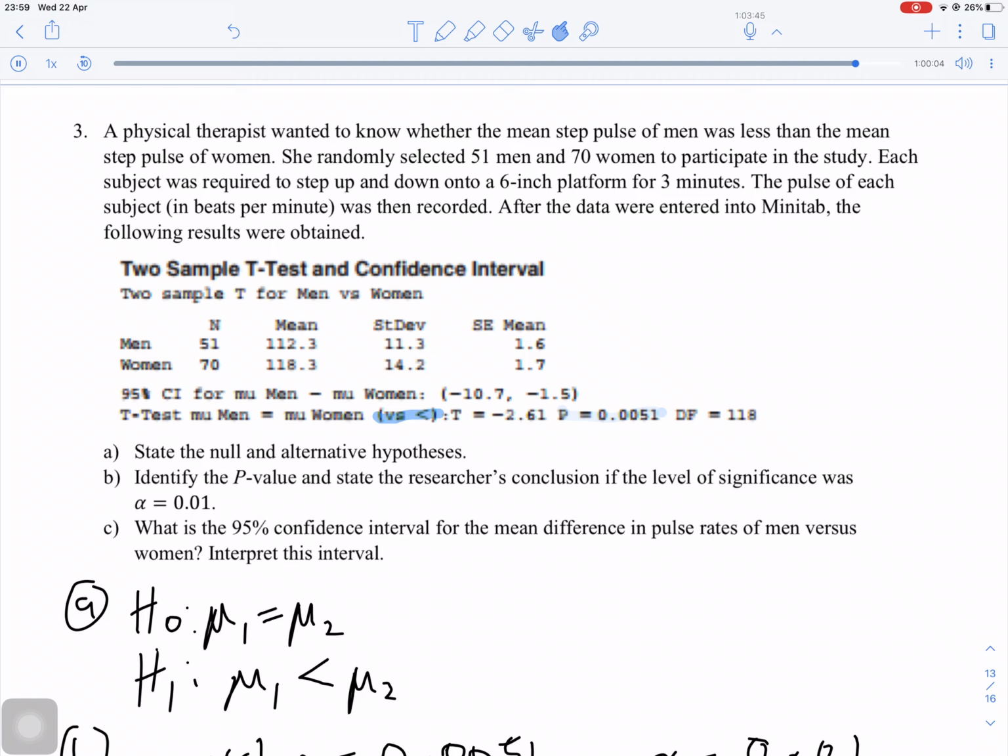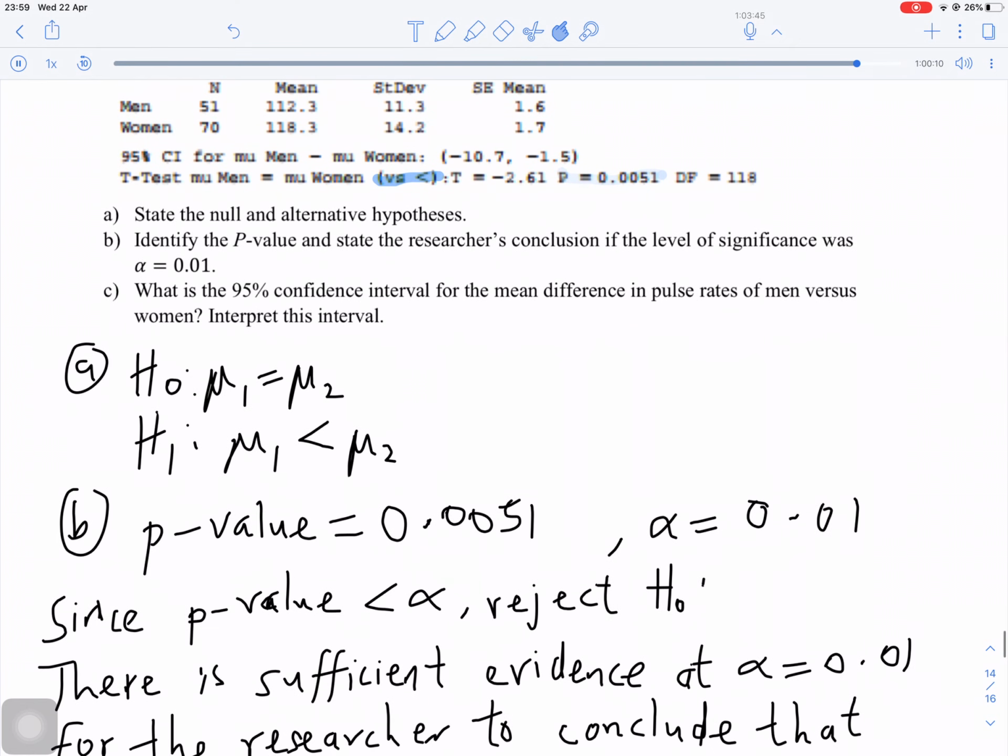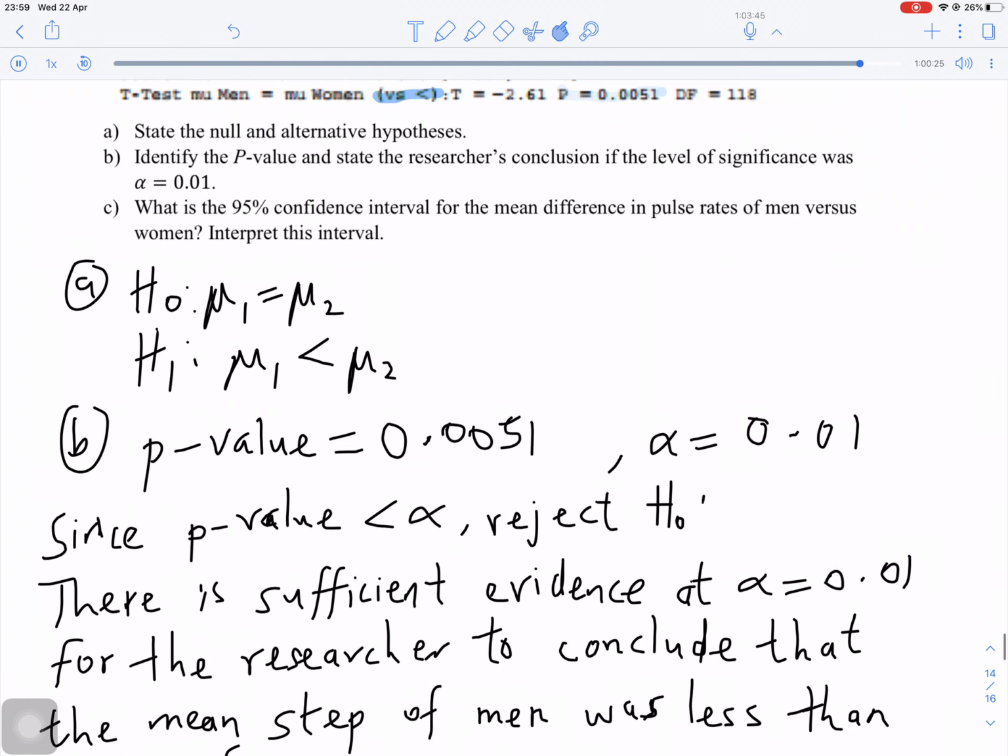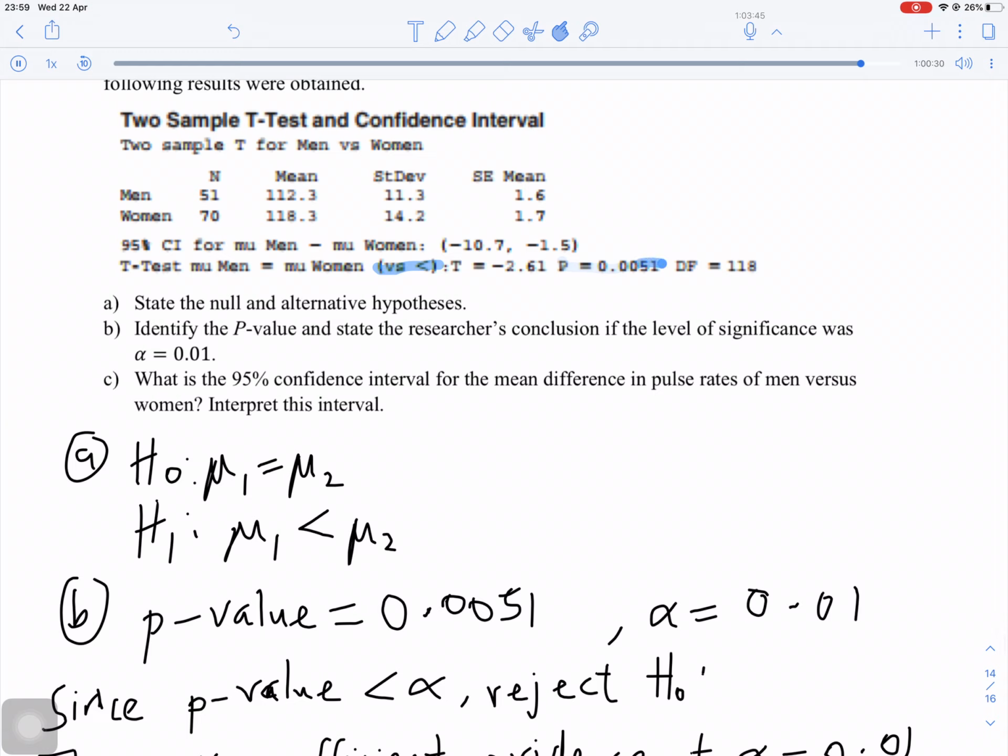Then the next question, identify the p-value and state the researcher's conclusion if the level of significance was alpha equals 0.01. So looking carefully in the table, you realize that there is also, along the same line that we're able to tell the alternative hypothesis, a certain value p. So p equals 0.0051, right? And this value gives the p-value.